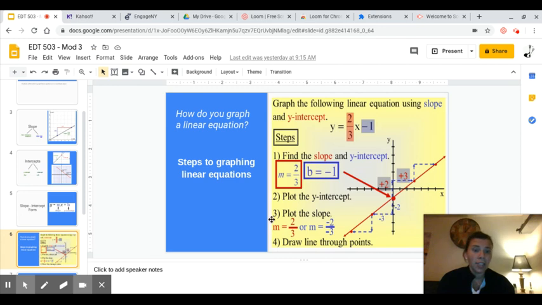So whatever it says. Now, if you notice here, positive 2 over 3 is up 2 and over 3 to the right. Or if you had negative 2 over negative 3, it would be down 2 and to the left 3. A negative and a negative still gives you a positive slope, which would be going upwards.